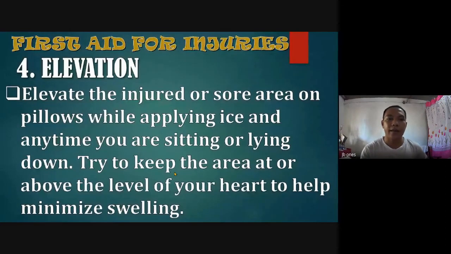So that is for the RICE method. Now that you know about injuries, we have the sprain, strain, fracture, and dislocation. The first aid is the RICE method. R for rest, I for ice, then next to ice is heat, then C for compression, wrapping with an elastic bandage, then E for the elevation. That is the first aid, the first treatment.